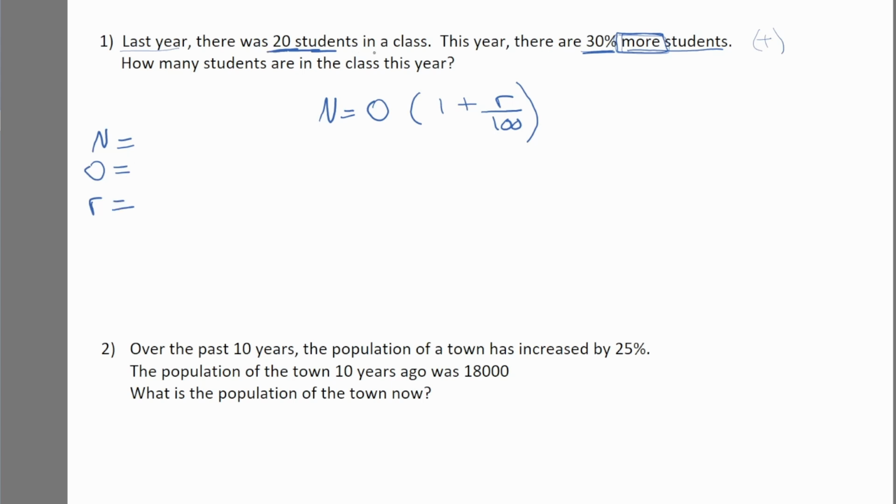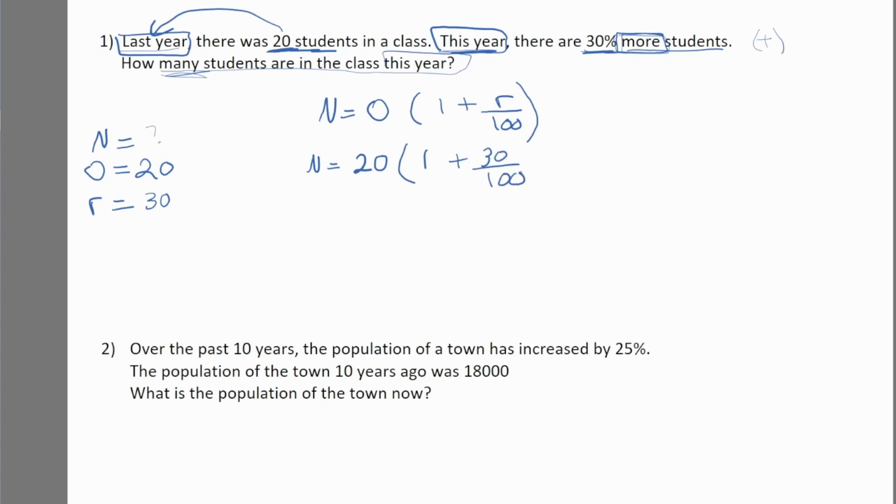Now, 20 students in the class. This was last year. Now we're dealing with this year. So the 20 is obviously the old. Now this year, there are 30% more students. So what's r? It's 30. And now, how many students are in the class this year? This is obviously the new. This is what we want to find. So we're going to say new equals 20 multiplied by 1 plus 30 over 100. And again, you just plug the whole thing on your calculator and you will get 26. So the number of students in the class this year is 26 students.